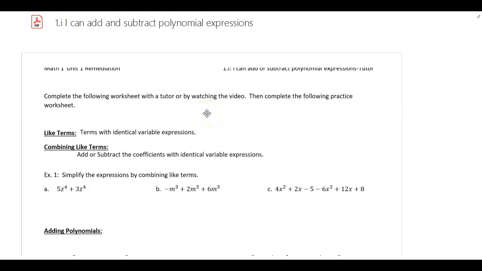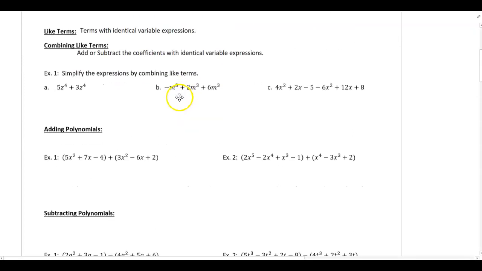Hello Math 1 students, this is standard 1.I, which is adding and subtracting polynomial expressions. Before we can add or subtract polynomial expressions, the one thing we have to understand is the idea of what a like term is. And like terms are basically terms with identical variable expressions.